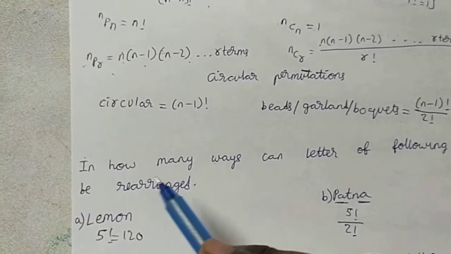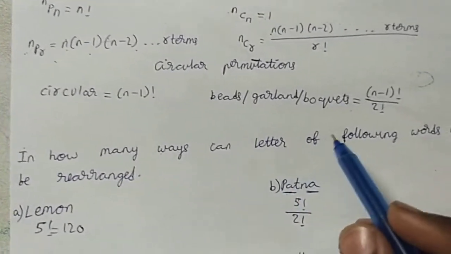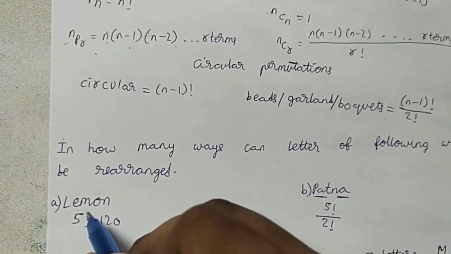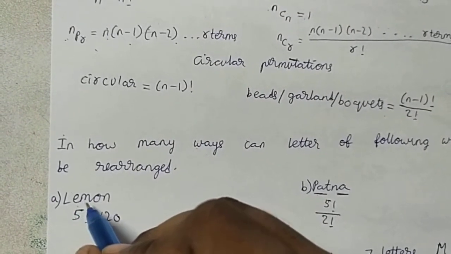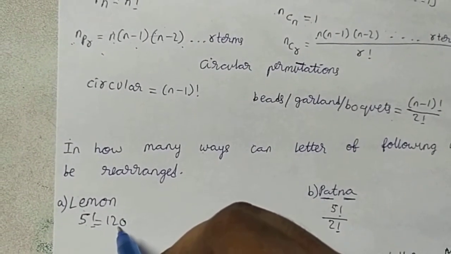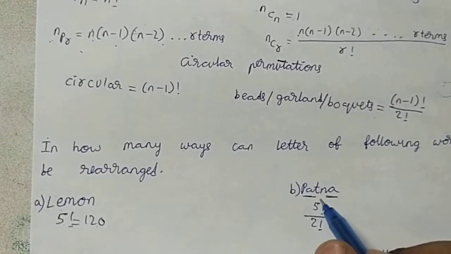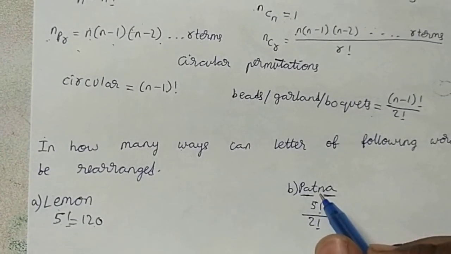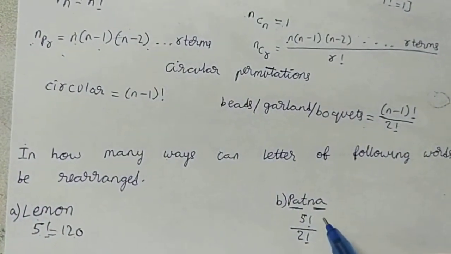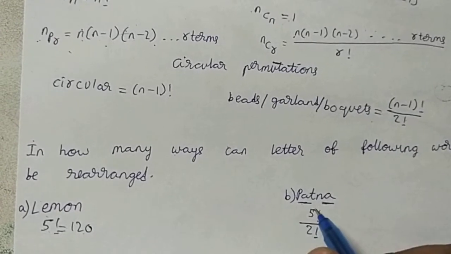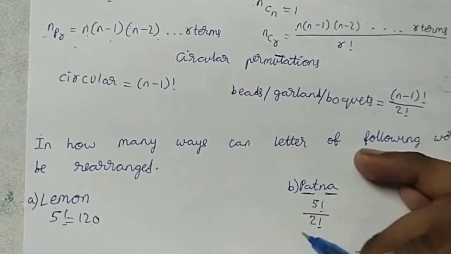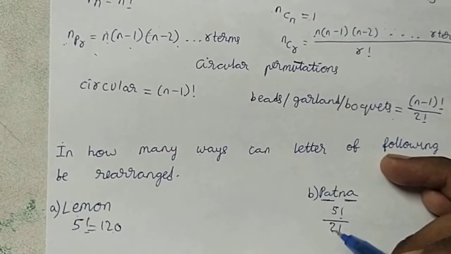They also ask questions like, in how many ways can the letters of the following words be rearranged. I am taking the word LEMON. In the word LEMON there are 5 alphabets, so there will be 5 factorial. We already know 5 factorial means 120. Whereas in PARTNER, there are alphabets where A is repeating. If any alphabet is repeating, then we take the factorial divided by the count of the repeating alphabet.